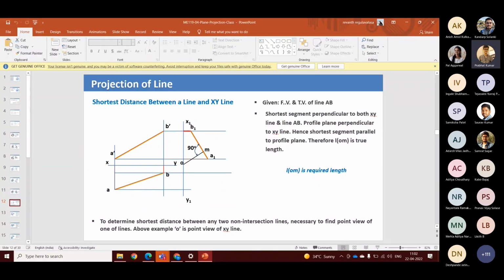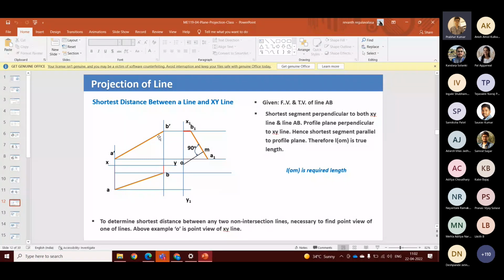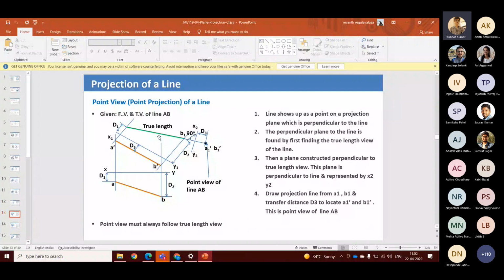Yeah, it's okay. So Revant, have you finished the projection of line and how to find the shortest distance? Yes, the projection of line and point is done. I'll just give a gist of one more thing. Just within 2 minutes we can finish it. Just 1 minute, that's all, then we'll leave.